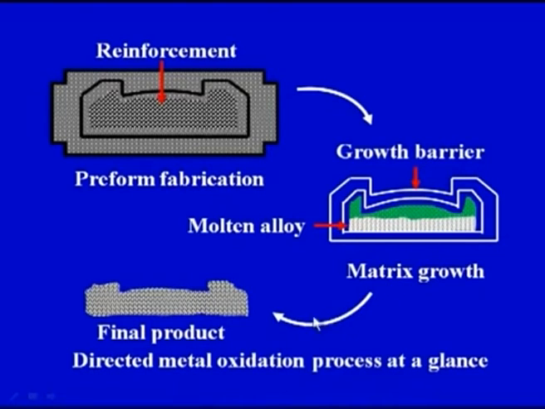The matrix growth is taking place. Matrix growth takes place in this direction. From the bottom, the matrix will grow into the preform, and finally when the whole preform becomes dense with the growth of the matrix inside the preform, we get a final product, that is a ceramic matrix composite.